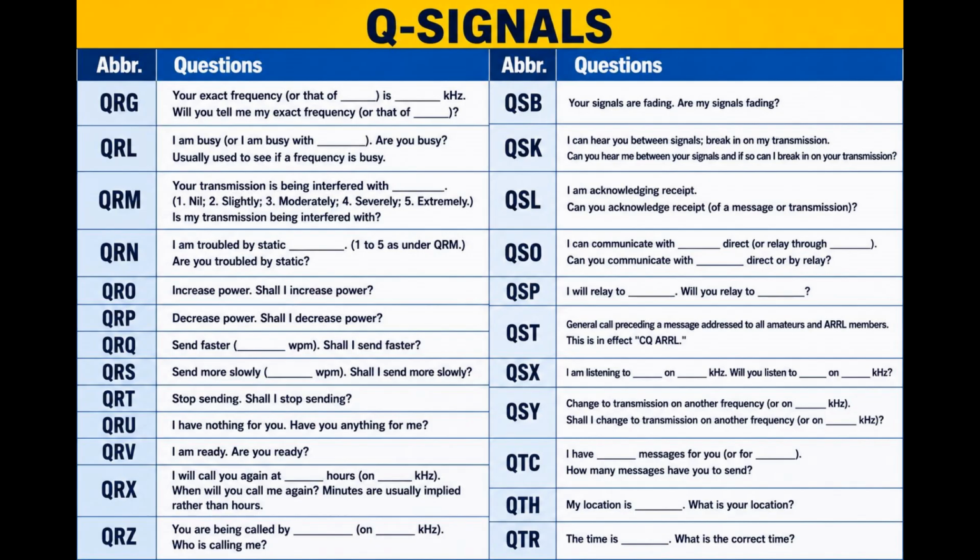Q codes speed up communication by replacing long sentences with short codes. This helps reduce errors under poor signal conditions. It creates a common language for operators worldwide. No translation needed. And Q codes help conserve bandwidth and time, which is critical during contests, DX, or emergencies.